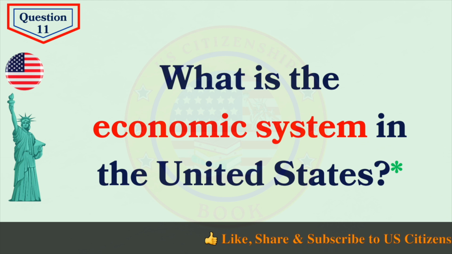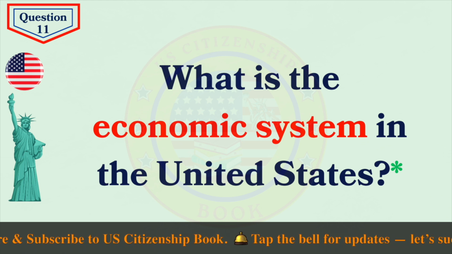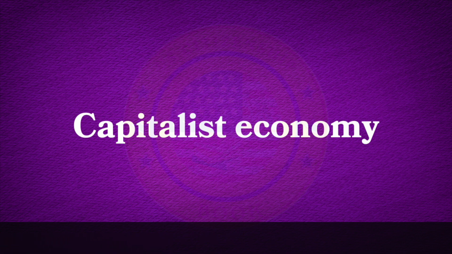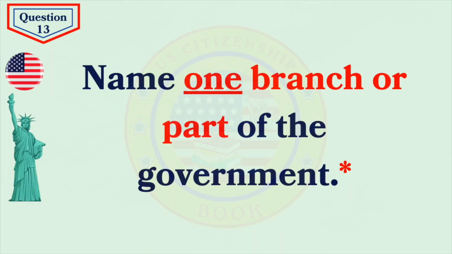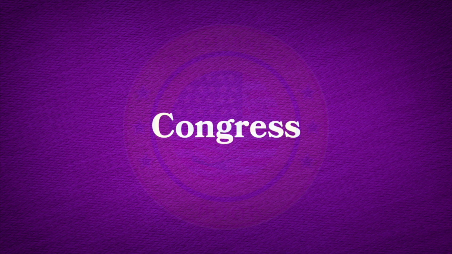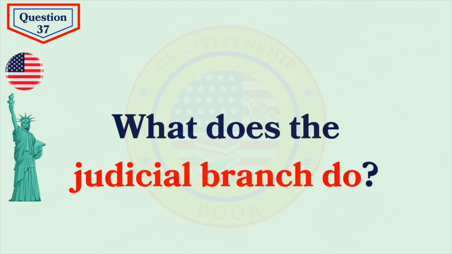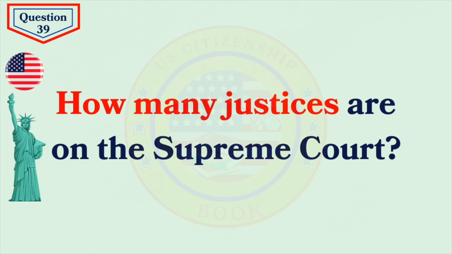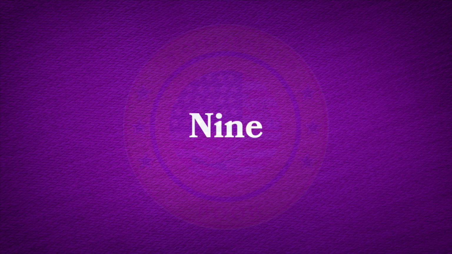What is the economic system in the United States? Capitalist economy. Name one branch or part of the government. Congress. What does the judicial branch do? Reviews laws. How many justices are on the Supreme Court? 9.